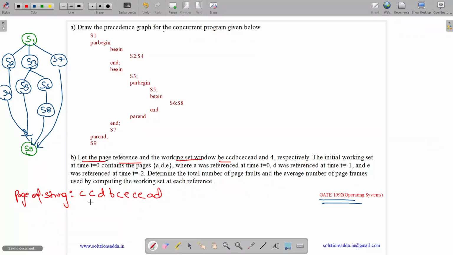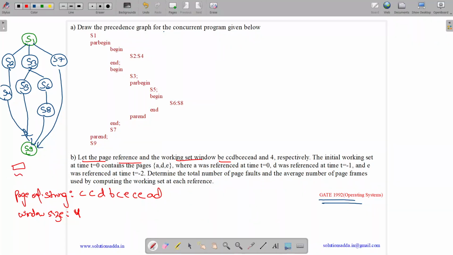Let us cross verify. CCDBCECEAD. Okay. And we have working set window size. So we have window size as 4. So why is this working set algorithm used? Working set algorithm is used when we want to give random pages, random frames to a certain process.